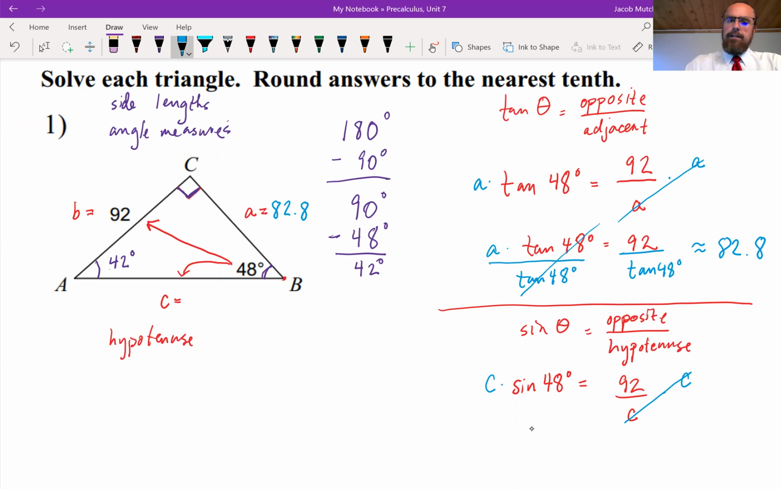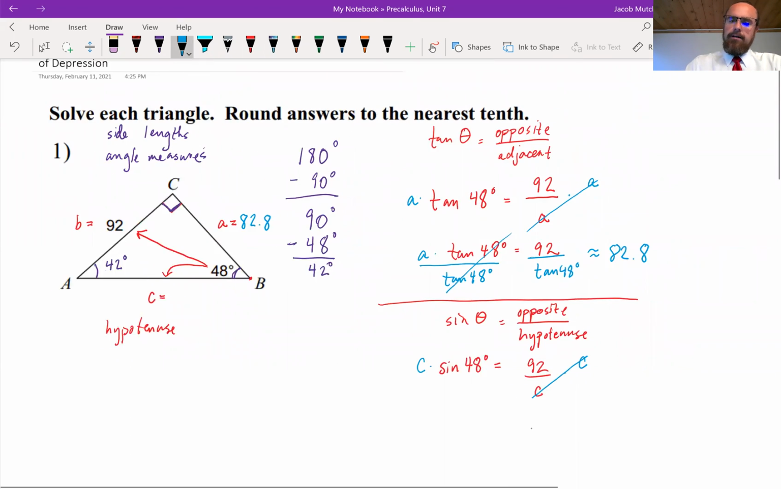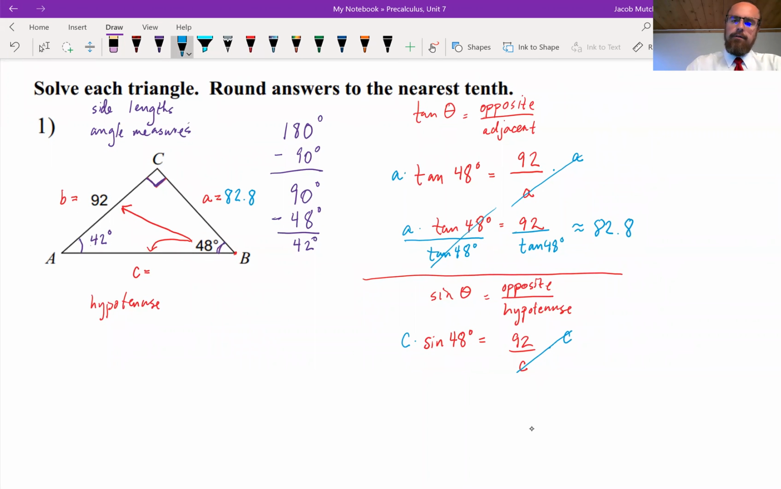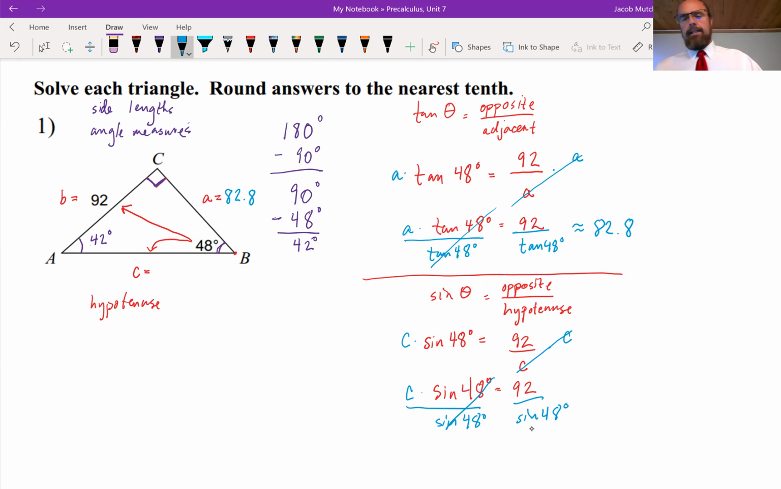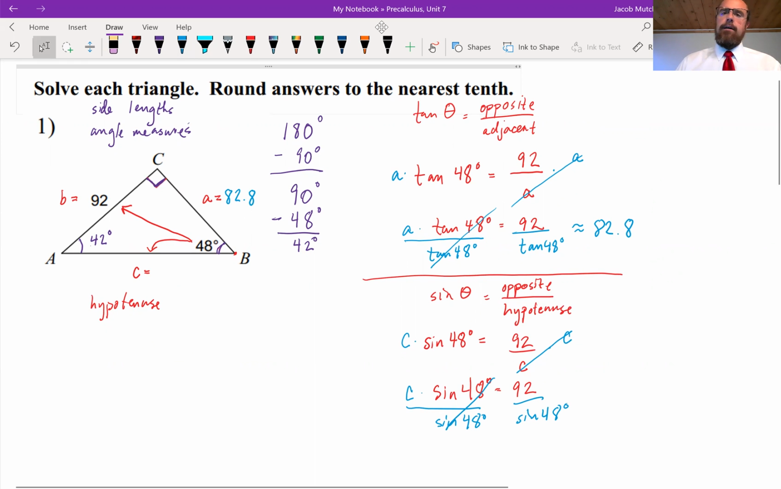So then what I've got is C times sine of 48 equals 92. And then to solve for C, I'm just going to divide both sides by the sine of 48 degrees. It'll cancel on the left. And we'll get our answer here from the right side. So really the only thing I'm changing is from tangent to sine. Let's see how that calculates.